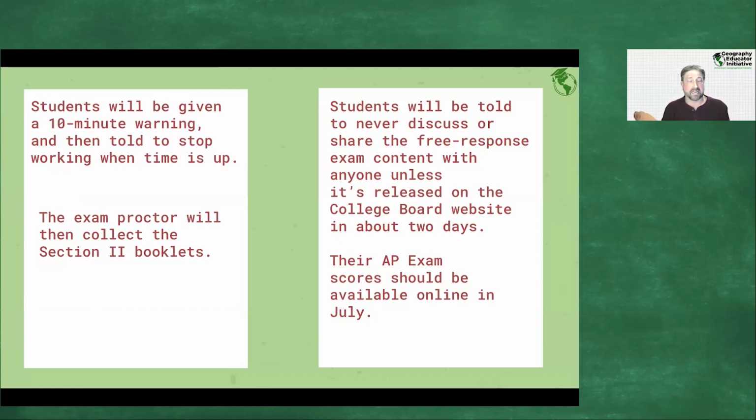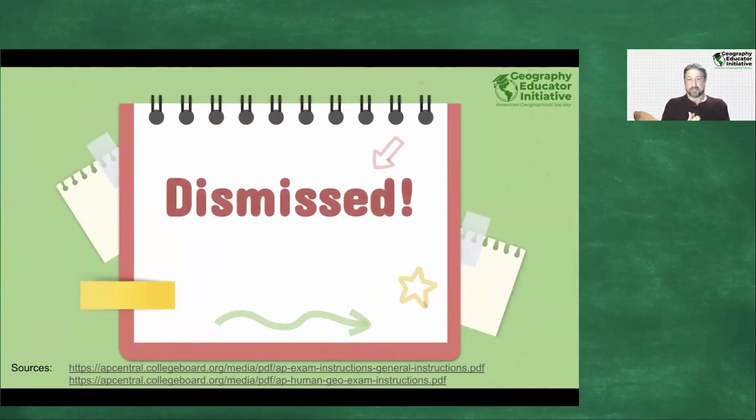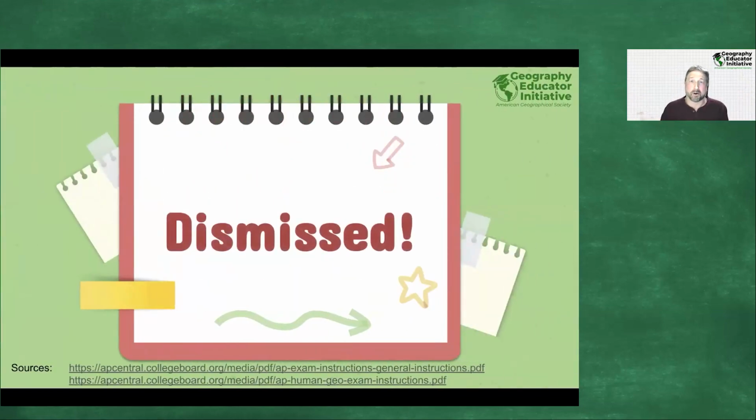Usually within about 2 days, they should be up on the website. Then they can talk about it all they want. They'll also be told that their exam should be available online sometime in July. Then they are dismissed, and then the party can start. They can relax, and they can go have a good time. And then they can go thank you for being such a wonderful teacher and preparing them for the exam.